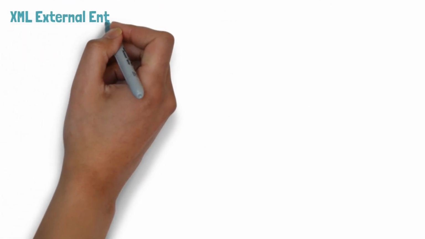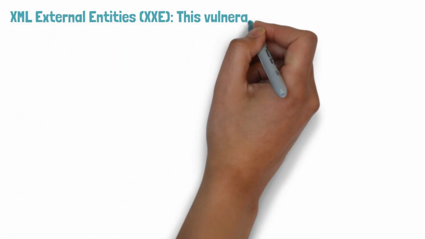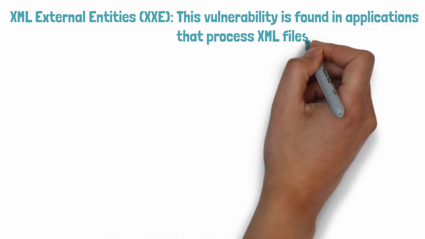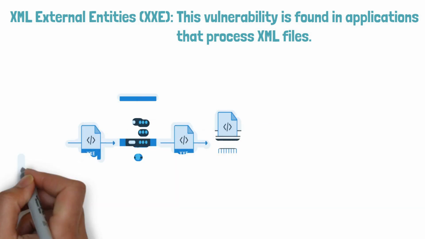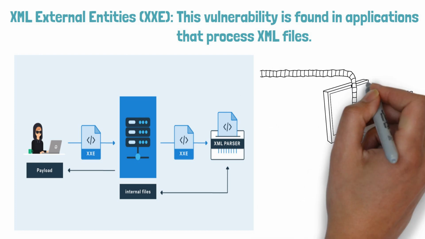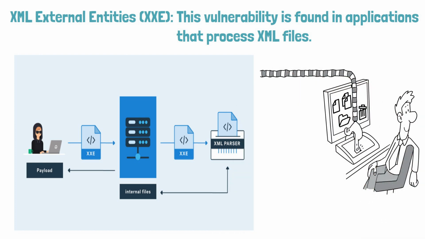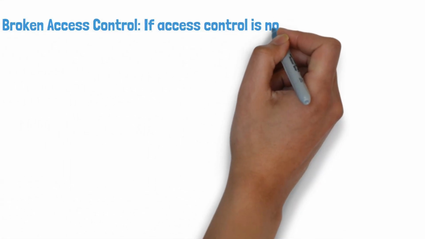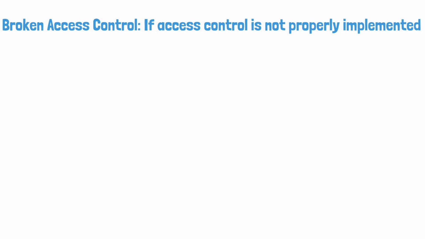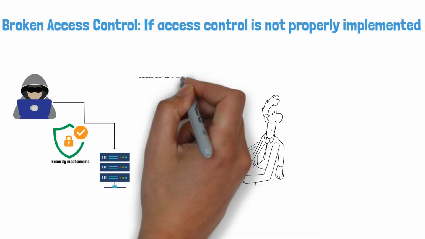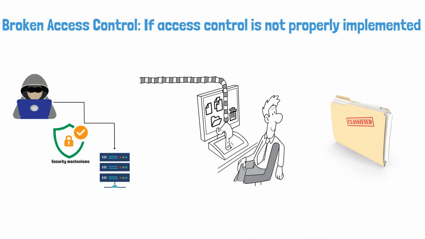Then, there is XML external entities. This vulnerability is found in applications that process XML files. Attackers can use malicious XML files to exploit the application's XML parser, potentially giving them access to sensitive data. Next up is broken access control. If access control is not properly implemented, attackers can bypass these mechanisms and gain unauthorized access to protected resources.